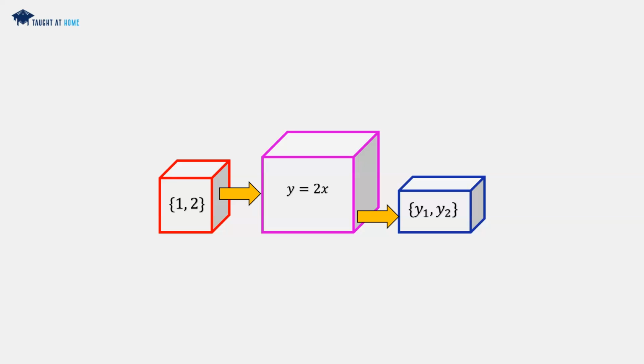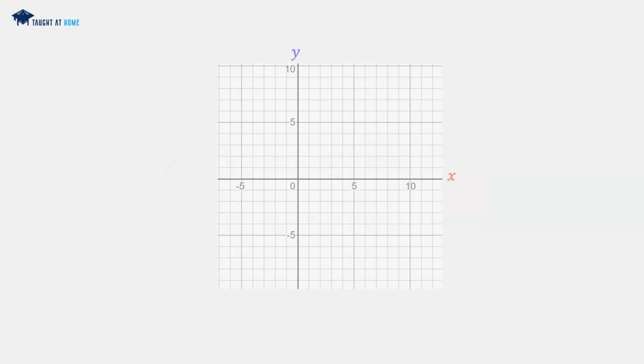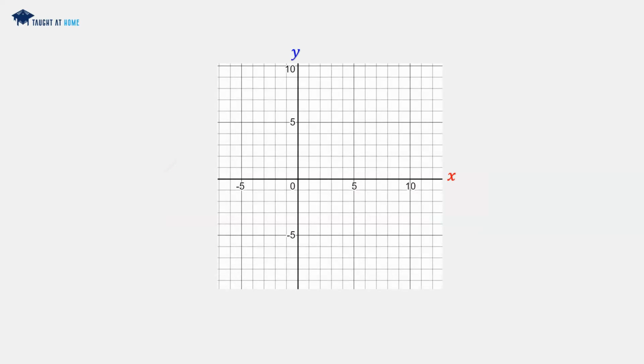Say the input is going to be 1 and 2. The function is then going to take each of these, double them, and so the output is going to be 2 and 4. And we can show this on the Cartesian grid like this. This is the function y equals 2x, because x1 of 1 is going to produce y1 of 2, and x2 of 2 is going to produce y2 of 4.